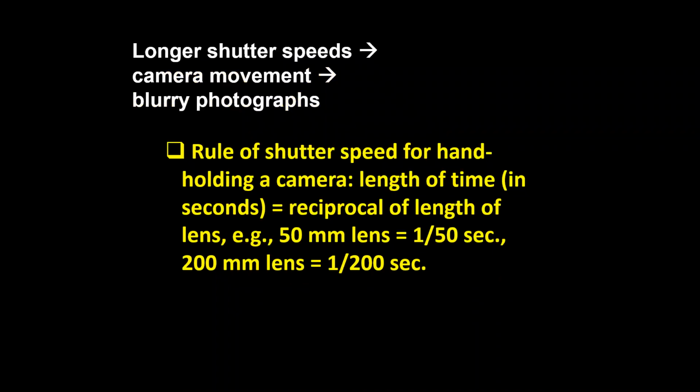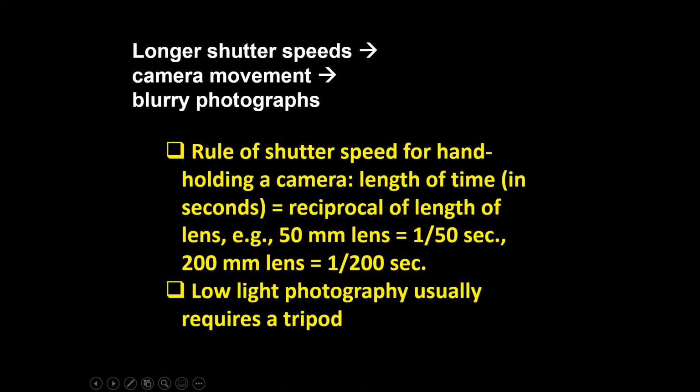There's a rule of thumb for using different lenses for handheld cameras. The length of time in seconds is the reciprocal of the length of the lens. So if you have a 50 millimeter lens, the lowest shutter speed that you can use is about 1/50th of a second. And if you have a 200 millimeter lens, it's about 1/200th of a second. So the longer the lens, the faster the shutter speed you need when hand holding. Usually that means that low light photography requires a tripod to steady the camera.